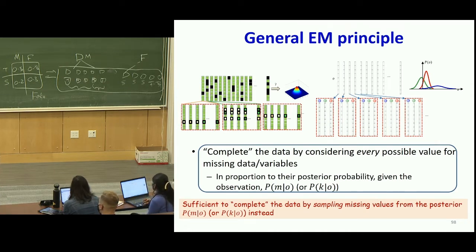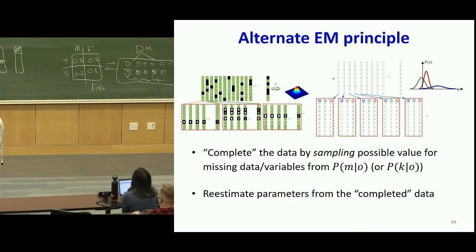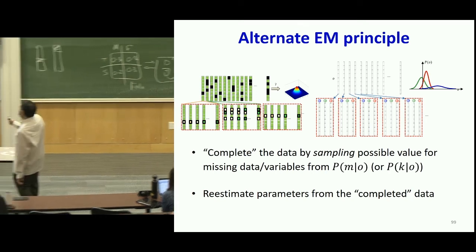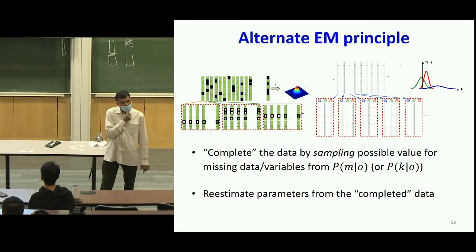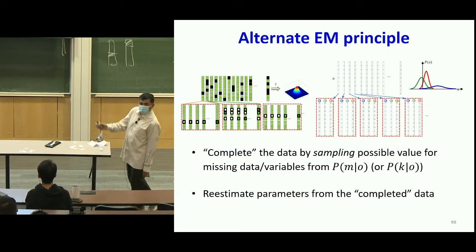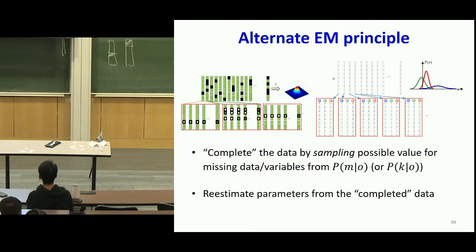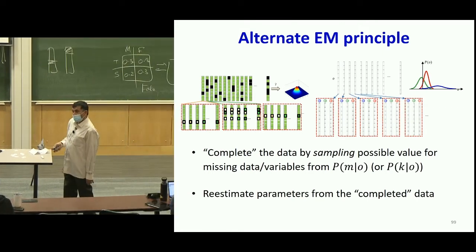And then you can use the completed data to complete the missing components by sampling possible values for these missing components from P of m given O, or in the case of the Gaussian mixture, P of k given O. And now that you have completed data, you can re-estimate your model parameters. So once again, this is just very straightforward. The point is, once you have complete data, it's very easy to estimate things, right?